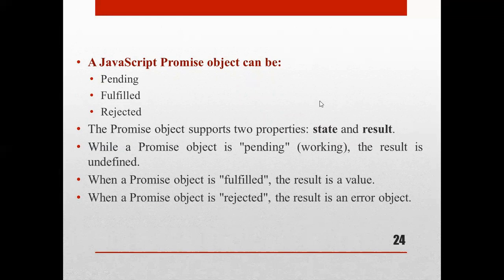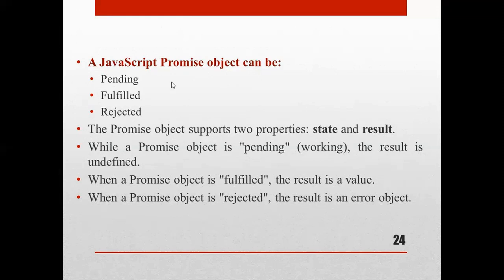The promise object supports two properties, that is state and result. While the promise object is pending, that means working, the result is undefined. When a promise object is fulfilled, that means the job is done successfully, the result is a value. If it is rejected, the result is an error object.